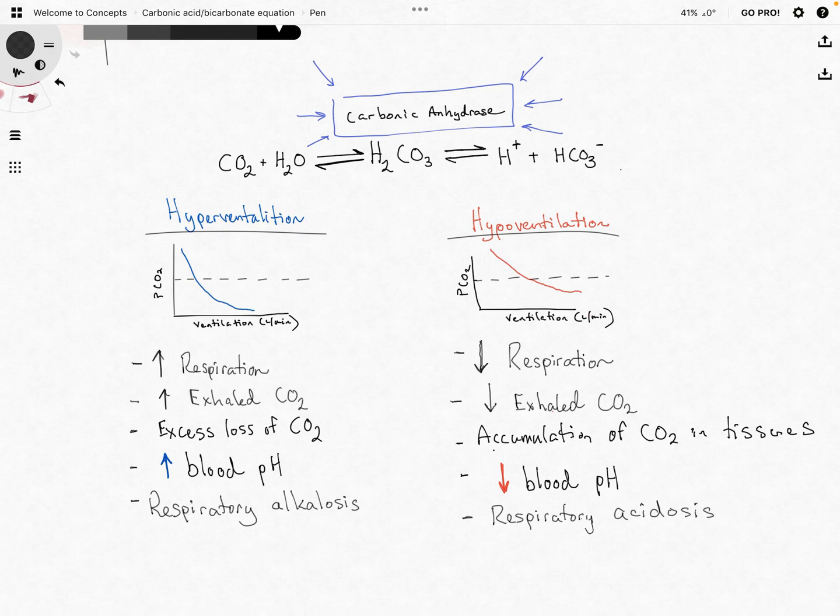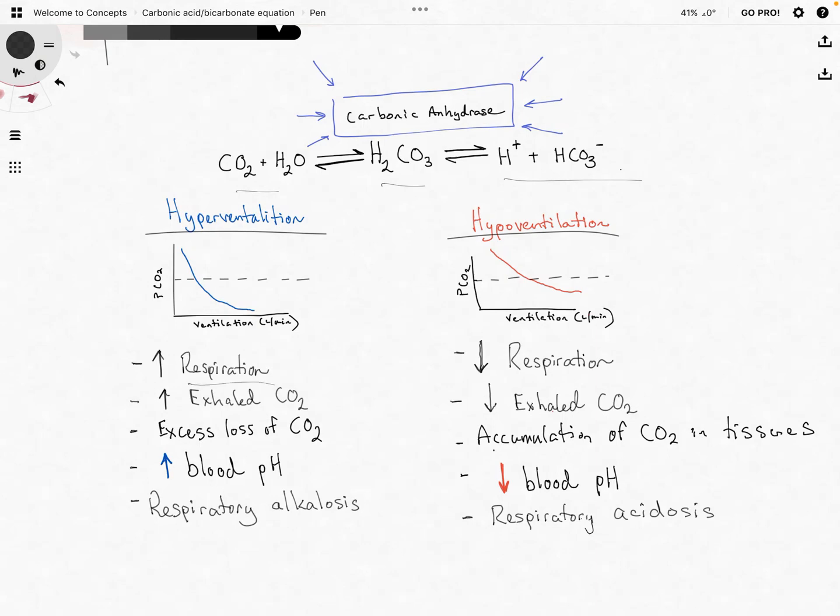So the first one is hyperventilation. And then the second one is going to be hypoventilation. And keep this equation in mind because we're going to be discussing this. We just talked about this where carbon dioxide makes carbonic acid, which makes bicarbonate ions and hydrogen ions. So this is an important equation to know. Let's talk about hyperventilation first. So what happens with hyperventilation?